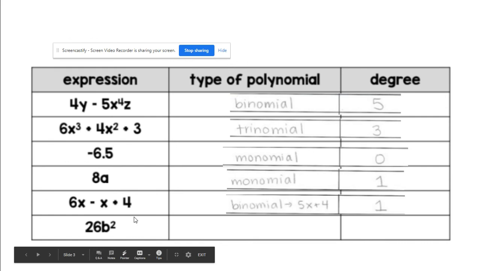In the last term, I have 26b to the 2nd. That is a single term, making it a monomial. The exponent of the only variable is 2, so that means I have a degree of 2.